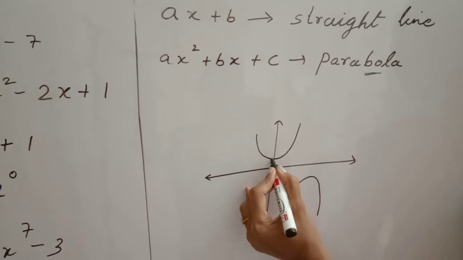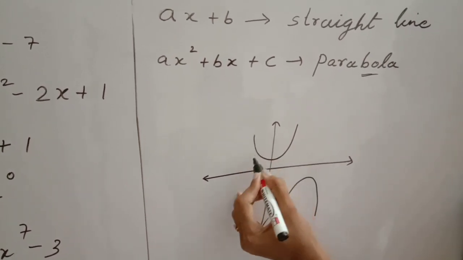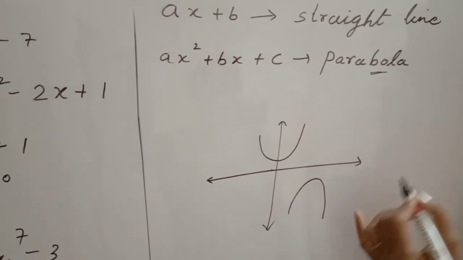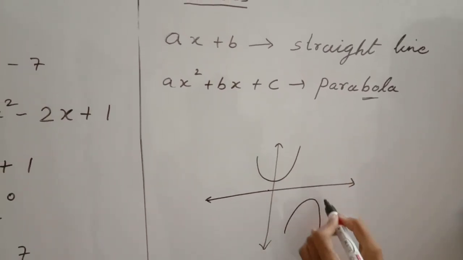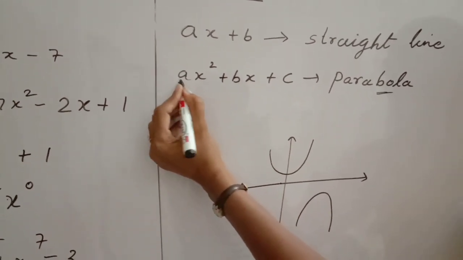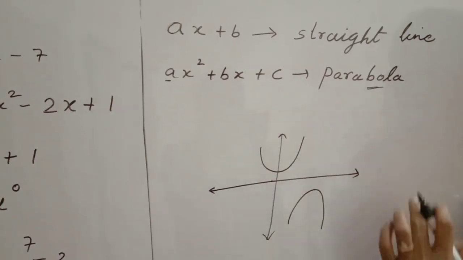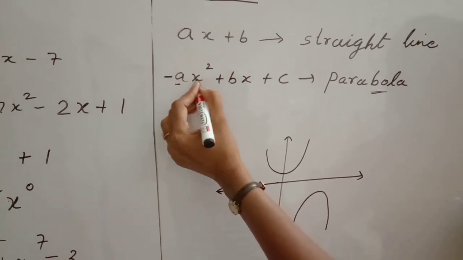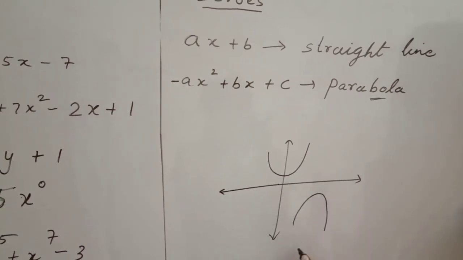Now see here, this parabola does not intersect the x-axis. That means that polynomial will not have any zero. This will also not have any zero. Now let's see when we will get an upward parabola and when we will get a downward parabola. It depends on a. If my a is a positive number, I will always get an upward parabola. And if my a is less than 0, that means if the coefficient of x square is negative, then I will always get a downward parabola.